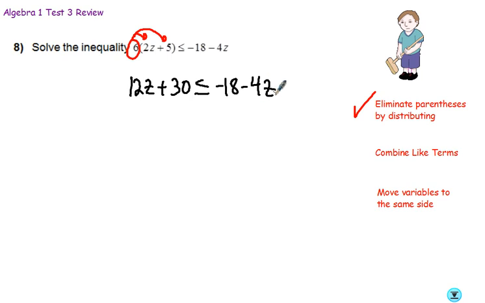Next thing I'm looking to do is combine like terms. I want to see if anything on the left and right side is the same. Oh, that's not you. You're good.